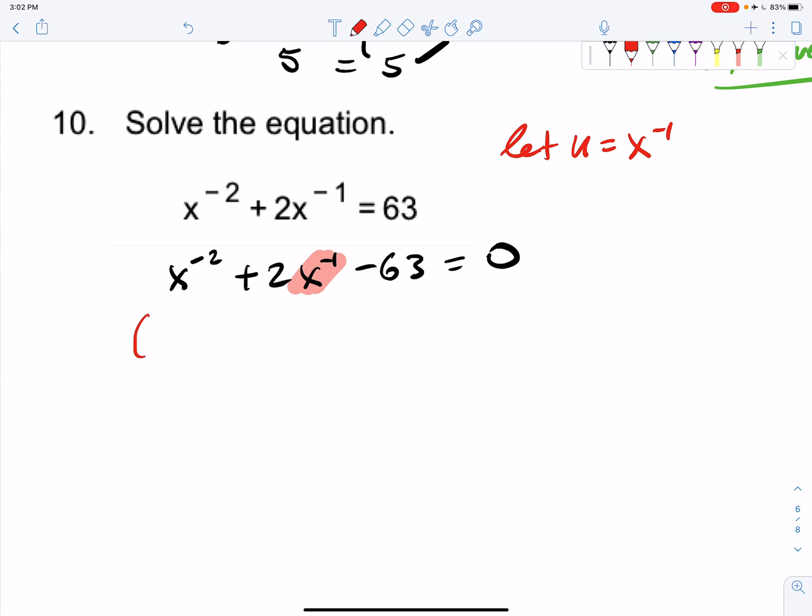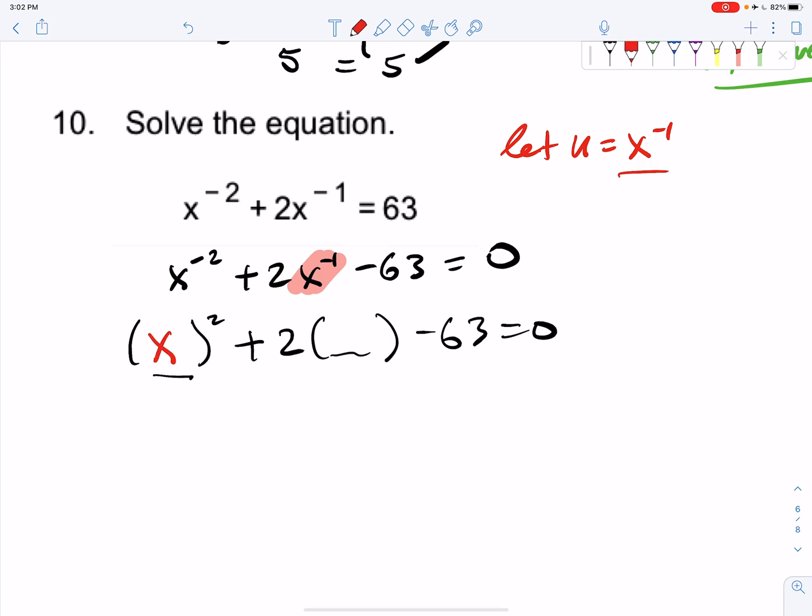Remember, we are trying to see if this nasty thing can be written as a quadratic, and that would be something squared plus 2 times something to the first power minus 63 equals 0. And I want to see, does this work if I put a negative 1, x to the negative first? And yes, x to the negative first squared is x to the negative 2, because when you have a power to a power, you multiply, so negative 1 times 2 is negative 2. And so those are all equal, so that allows us to see that I can do a u sub here. And so that's u squared plus 2u minus 63 equals 0.